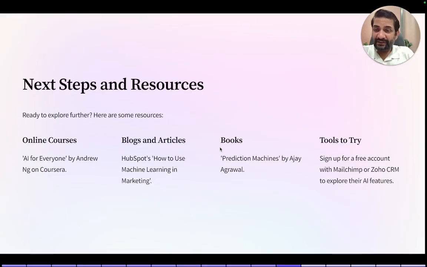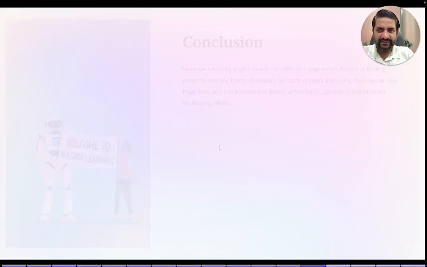Next steps and resources. You can look at some of the online courses like AI for Everyone by Andrew Ng on Coursera. You can look at some blogs and articles like HubSpot's How to Use Machine Learning in Marketing, books like Prediction Machines by Ajay Agarwal, or tools to try, like sign up for a free account with MailChimp or Zoho CRM to explore their AI features.